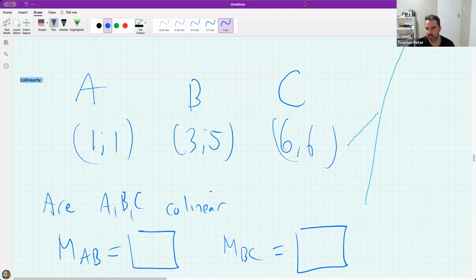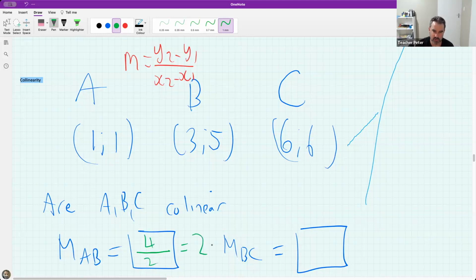So find me the gradient between each of those points. Remember the gradient formula. So 5 minus 1 is 4, 3 minus 1 is 2. So the gradient here is 2. The gradient for BC is 6 minus 5 over 6 minus 3, which is 1 over 3.